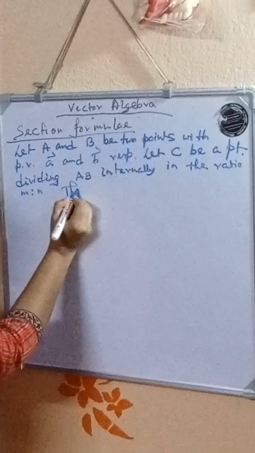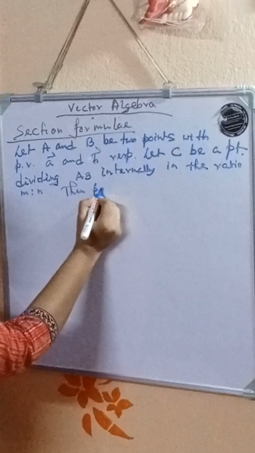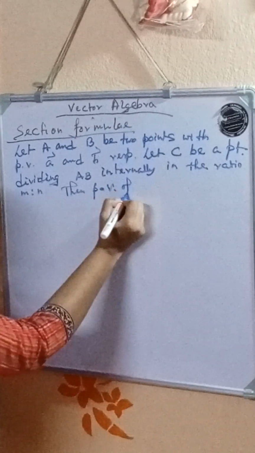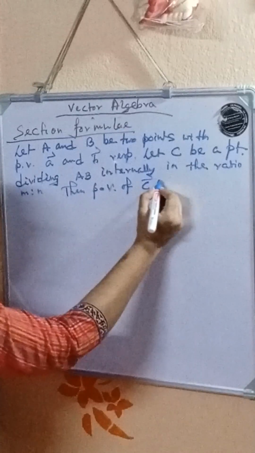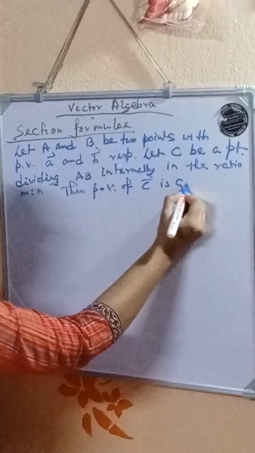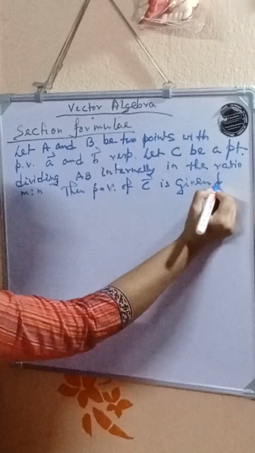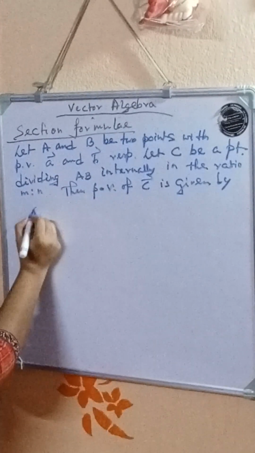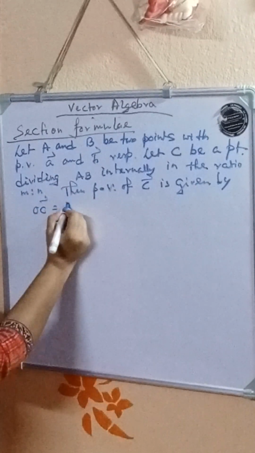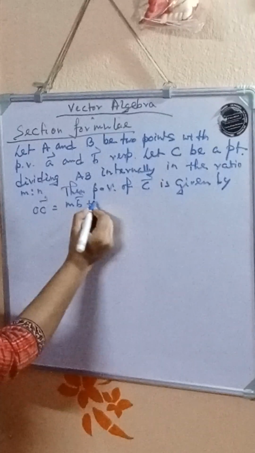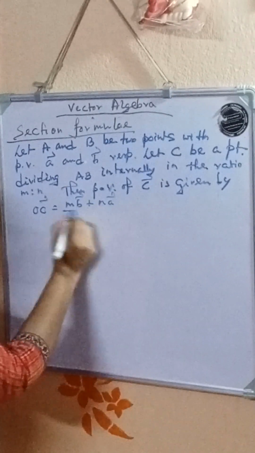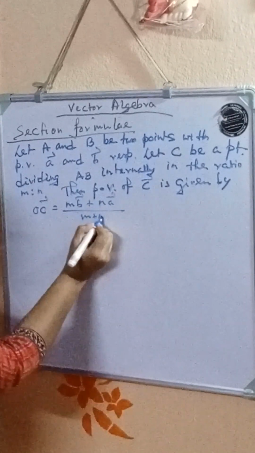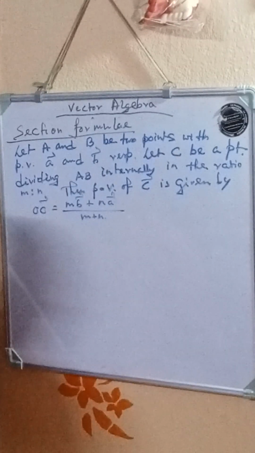Then the position vector of C is given by OC equals (m B vector plus n A vector) by (m plus n). The proof.